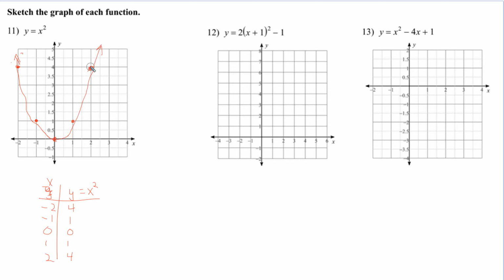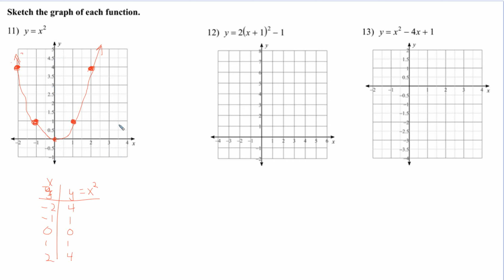So it should go through each of these points. If you miss the points, make them a little bigger or start over. So there is our first parabola. Notice a parabola is symmetric. If this was drawn nicer, this would be symmetric.